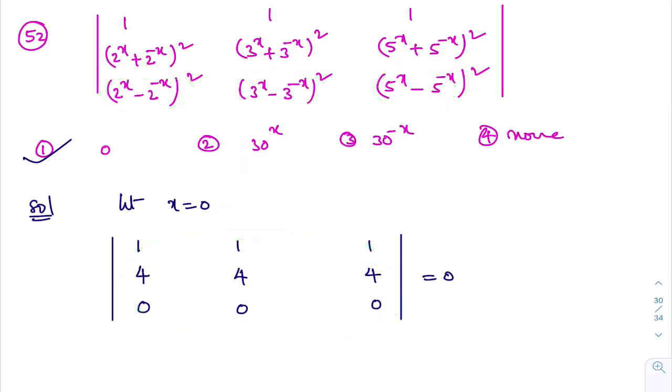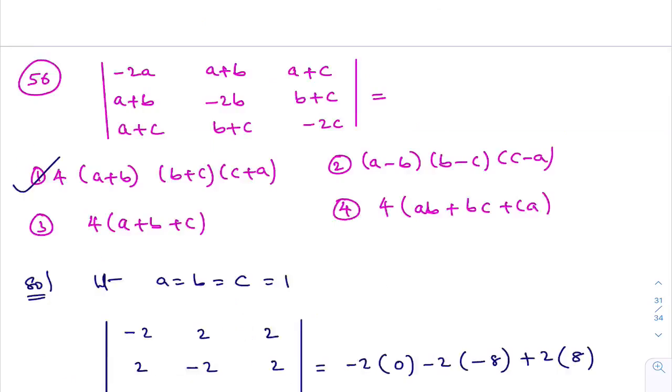Now the point is here, you can take 4 common here, and these two rows are identical, so the value of the determinant is 0. Or else, in a determinant, if all the elements of any row or any column are 0, then the value of the determinant is 0, and that's why this answer is 0. I hope you understand this.